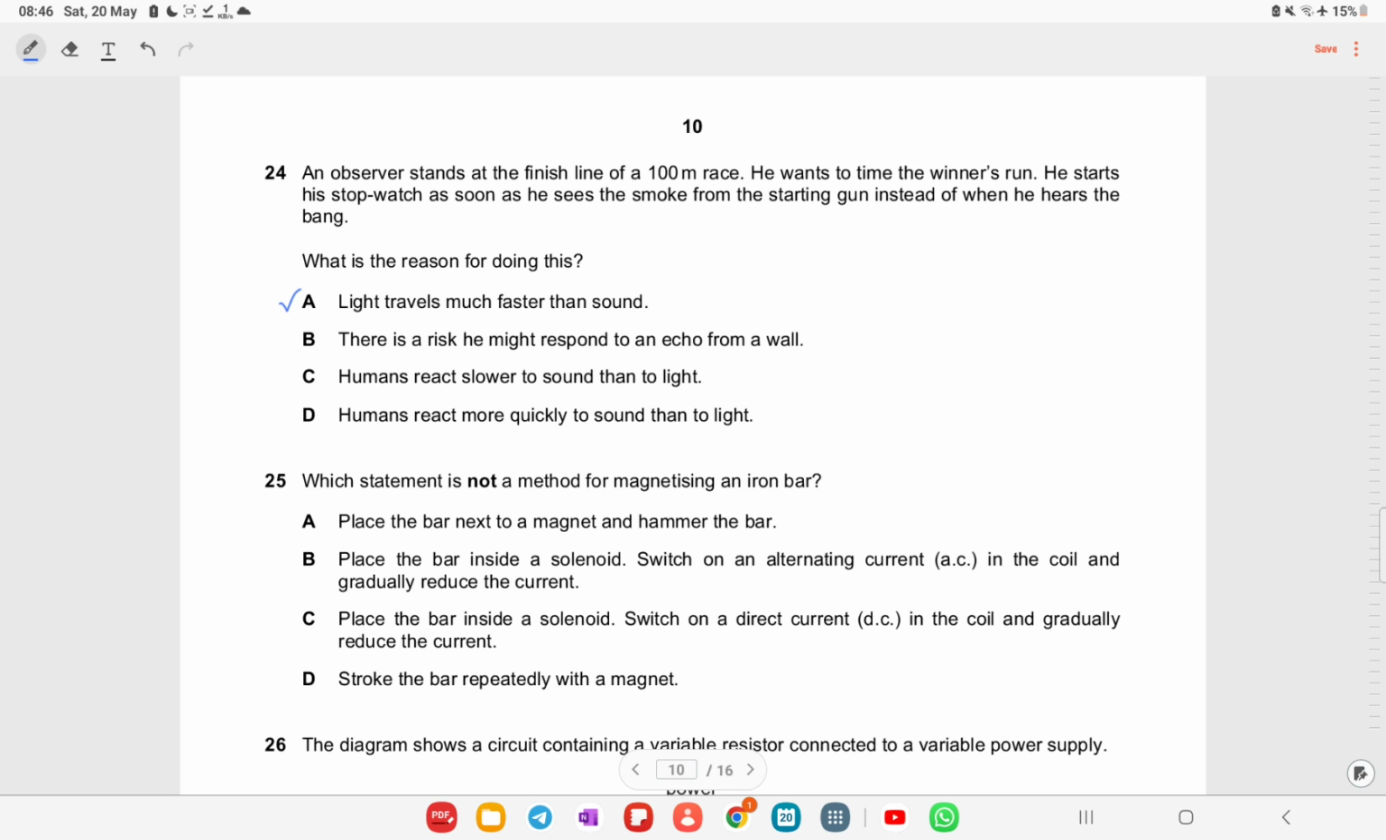So when you read the question again, you'll understand why he's doing this. It's because light travels faster than sound. So option A will be the right answer.